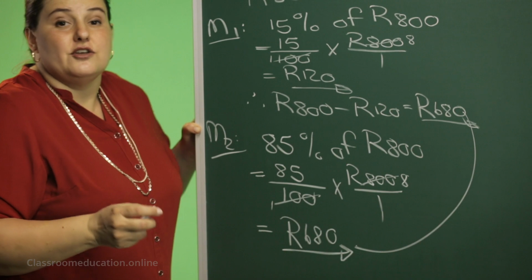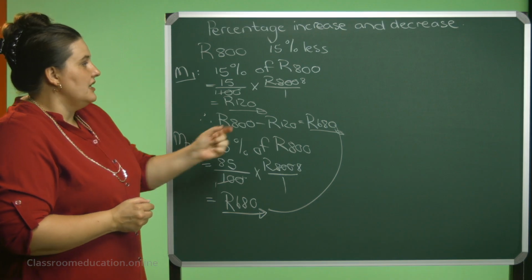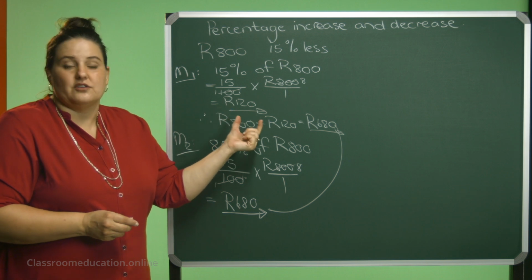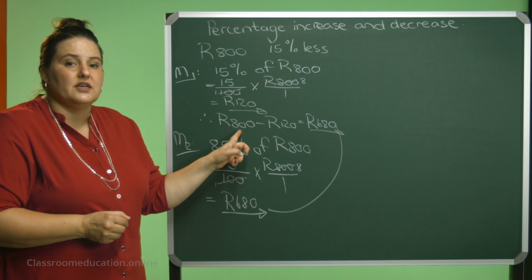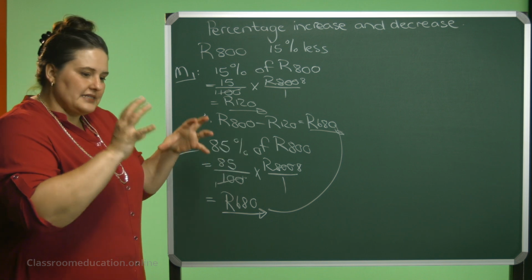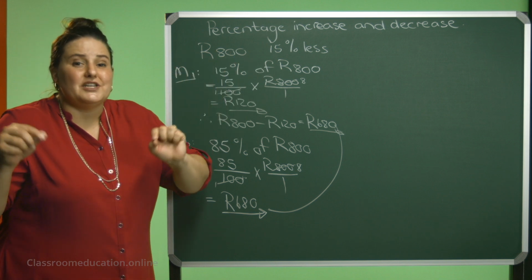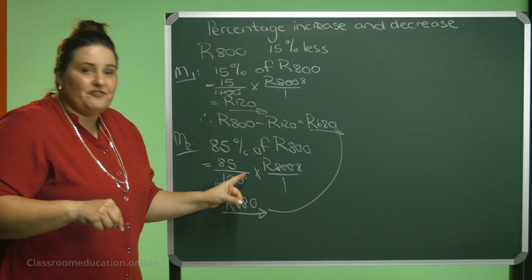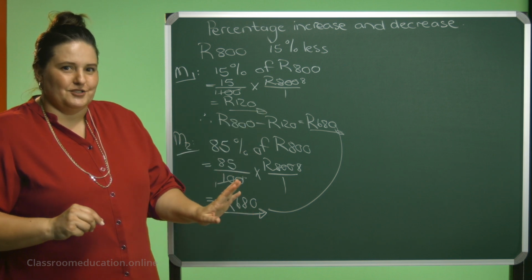There you go. So you can do this in two methods, guys. You can first work out the amount of decrease or the amount of discount and then subtract it from your original price. Or you can say it's 100% minus the 15%. So I am actually paying 85% of the 800 Rand. And then you have one calculation to do.